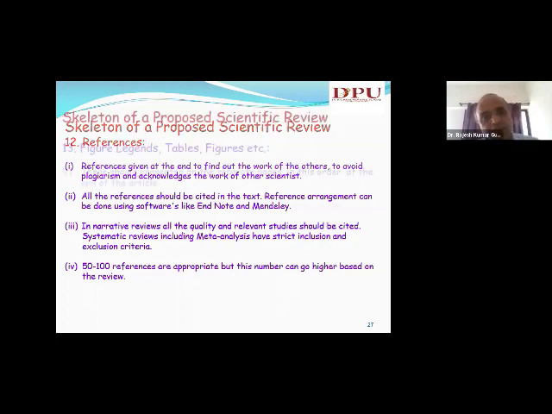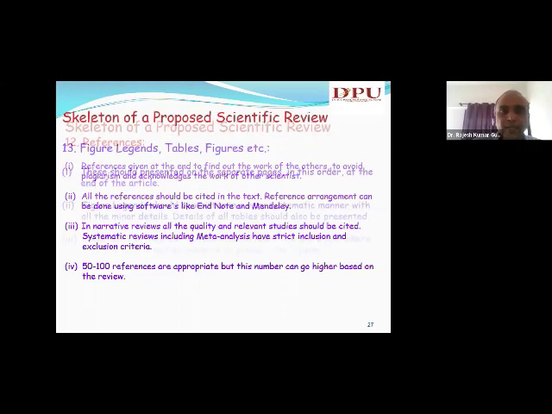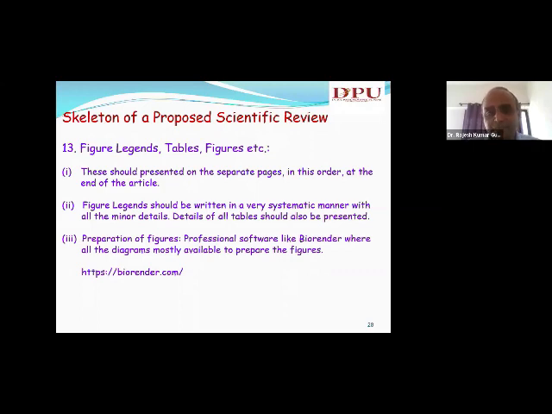So now coming to the figure legends, tables, figures, etc. They should be presented on separate pages in this order at the end of the article. Figure legends should be written in a very systematic manner with all the minor details of that particular figure, so everybody can refer to the legend and say, okay, this is what is in that particular figure.